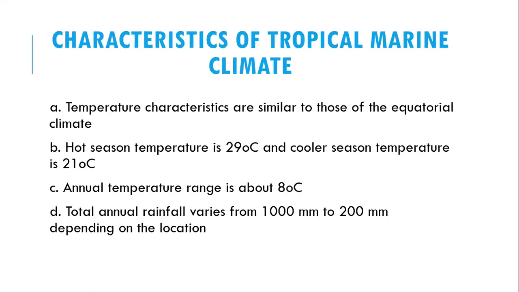Now let's see the various characteristics of the tropical marine climate. The following are just some of the characteristics. The first one is that the temperature characteristics are similar to those of the equatorial climate. The second one is that the hot season temperature is about 29 degrees, and the cooler season temperature is about 21 degrees. The annual temperature range is about 8 degrees, and the total annual rainfall varies from 130 mm to 200 mm depending on the location within this tropical marine climate.